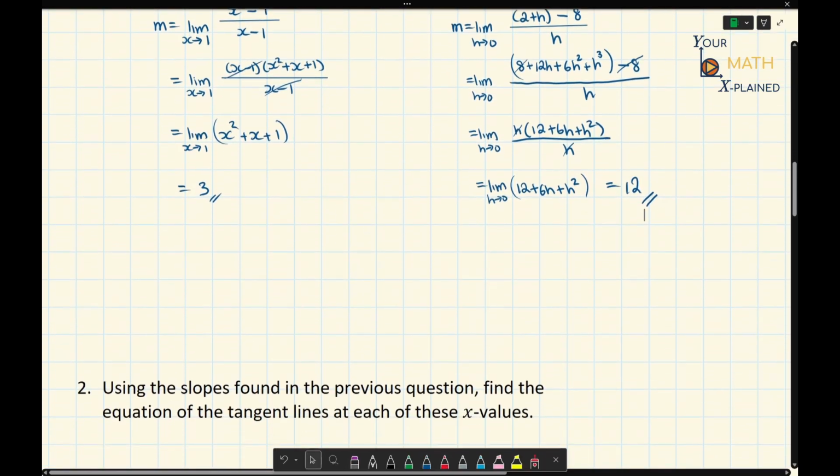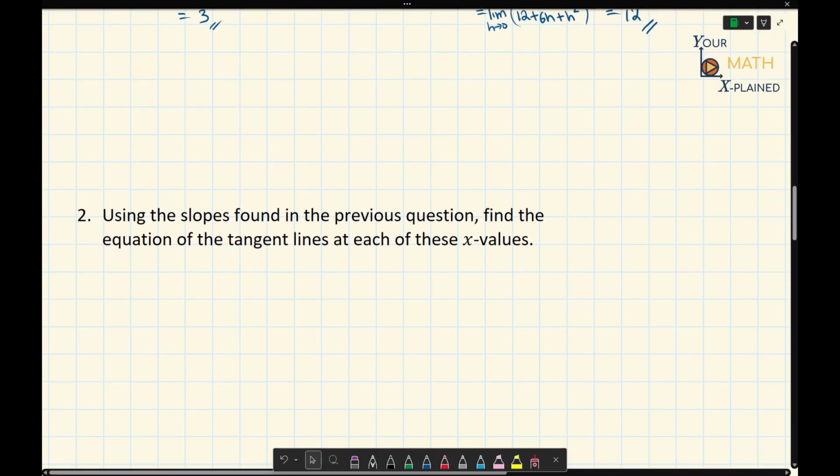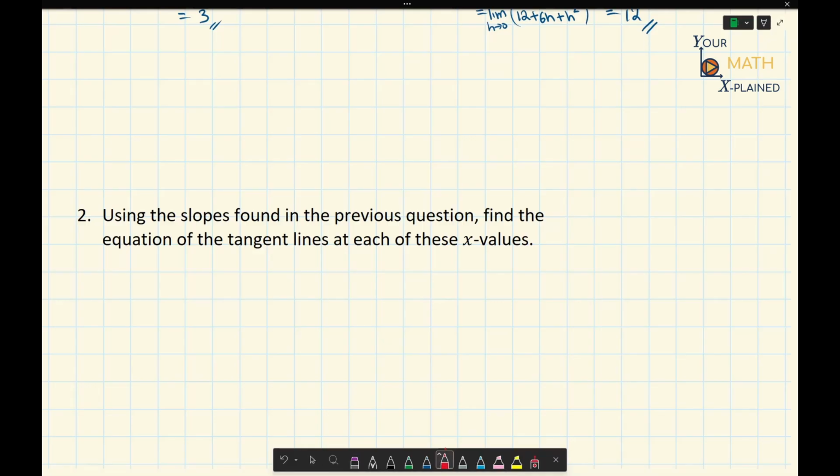Now for the second part of this example, it says to use the slopes found in the previous question to find the equation of the tangent line at each of these x values. So we had at x is equal to 1, our m value was equal to 3, and then our y value would be 1 to the power of 3, which is also 1. And then at x is equal to 2, the slope that we found was equal to 12, and then the y value would be equal to 2 to the power of 3, which would be 8.